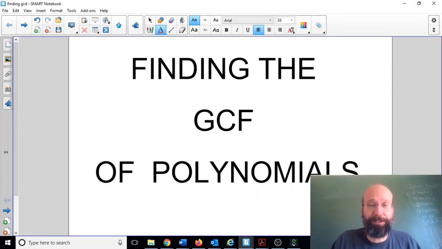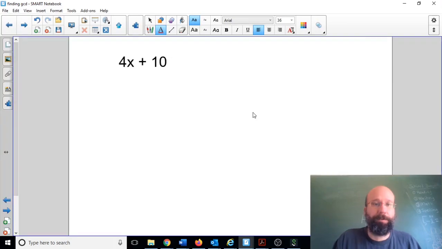Hello and welcome back. Today we're going to talk about finding the GCF of polynomials. So all that means is you're given a binomial or a trinomial or any polynomial, and you have to see if there's something you can factor out of this. This is an example, 4x plus 10. One of the easiest examples, that's why I'm starting with it, 4x plus 10.